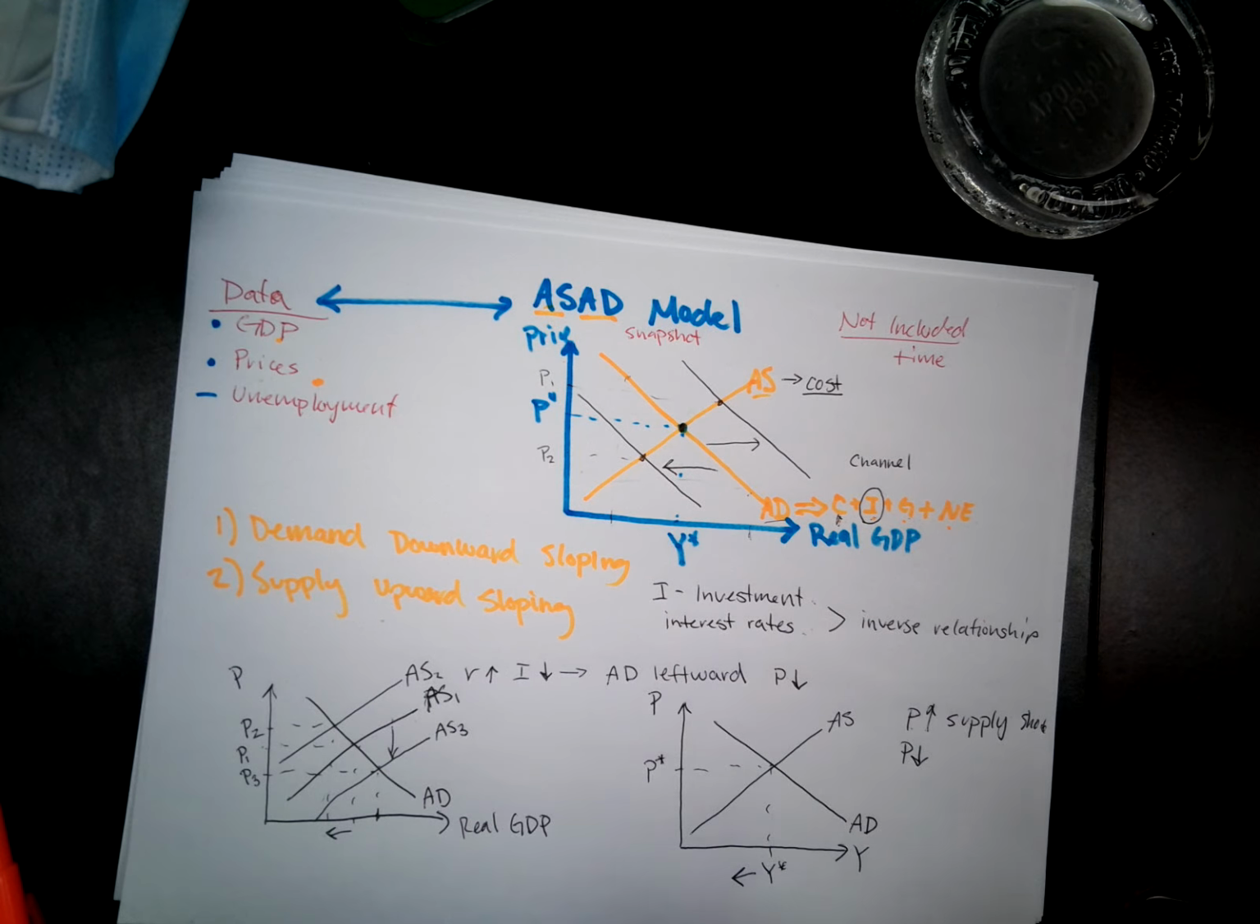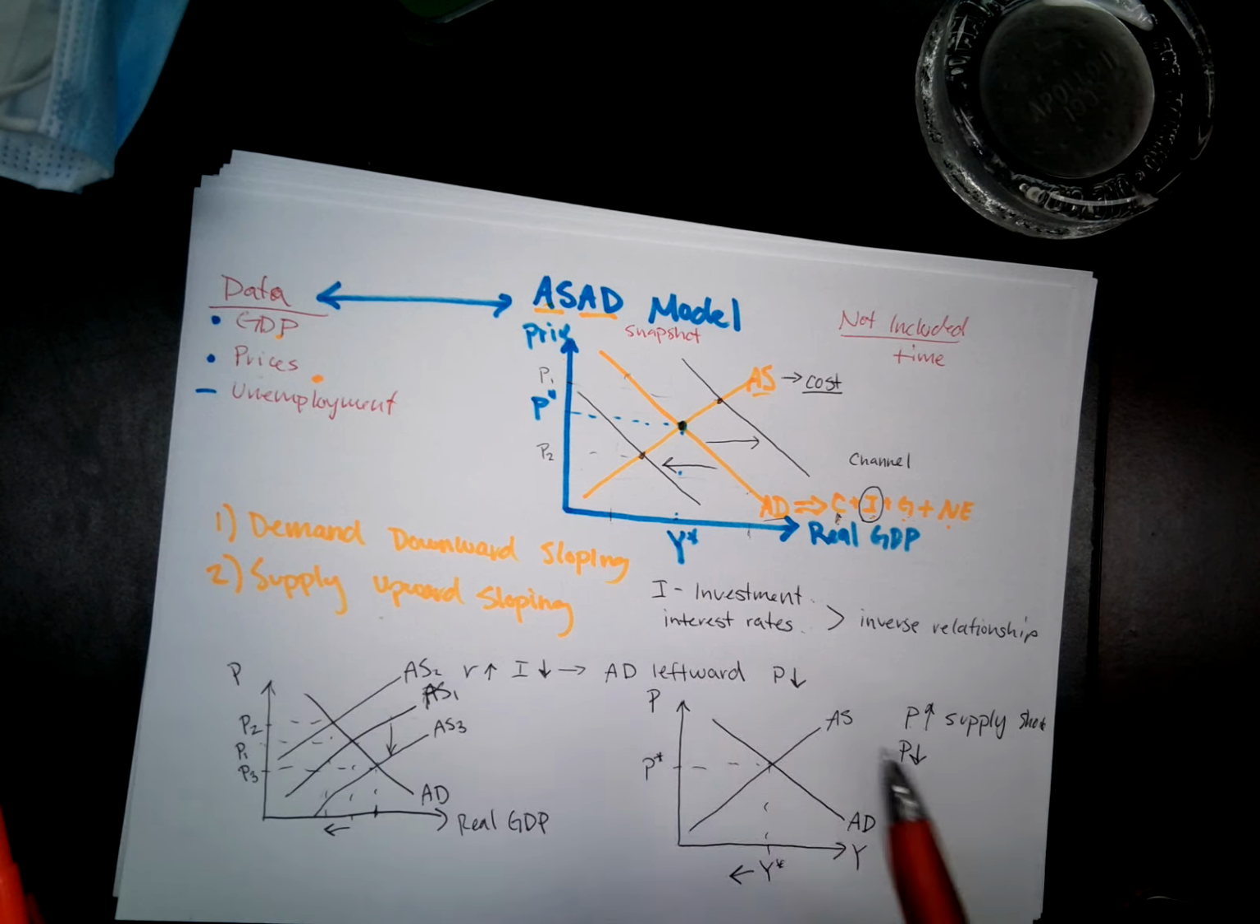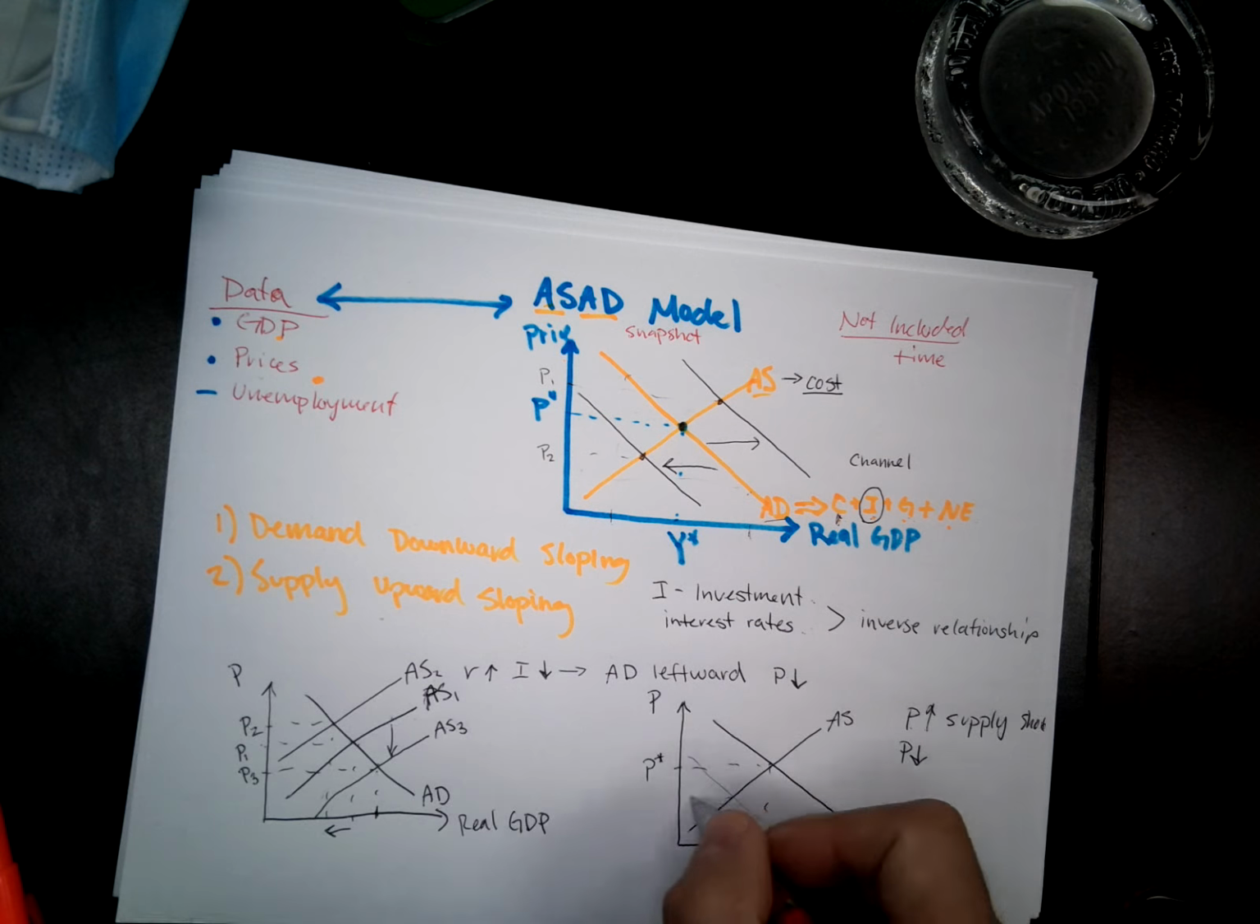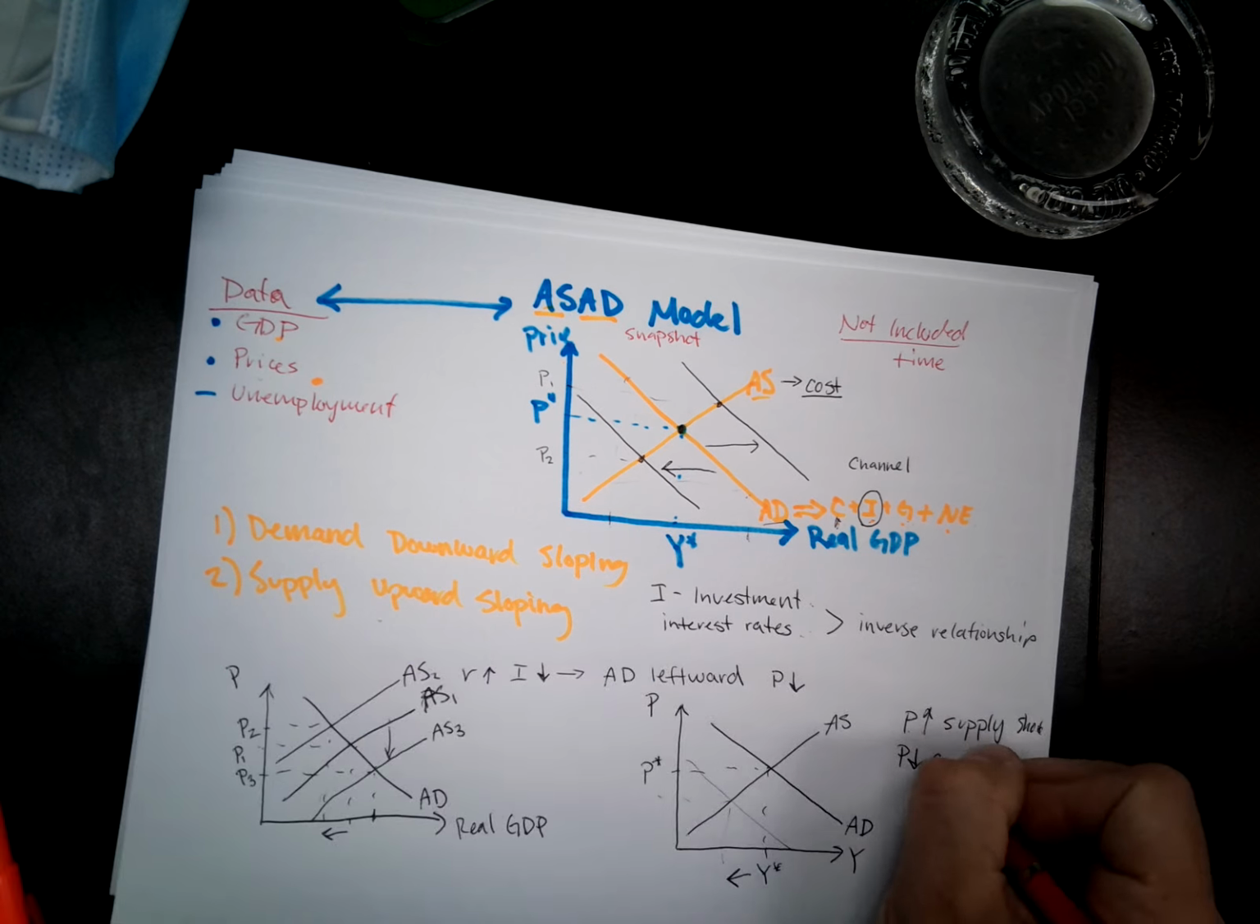and something that's going to cause GDP to fall and prices to fall is going to be a negative demand shock. You see, prices fall, GDP falls. So this is a demand shock.